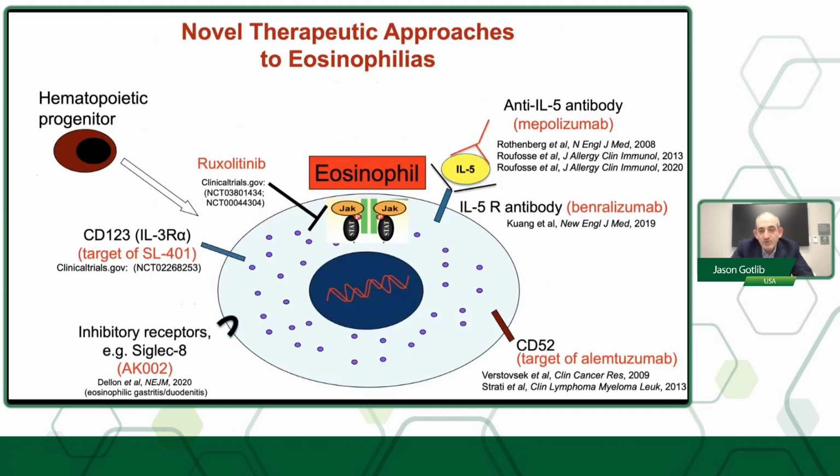Regarding other potential therapies for eosinophilia, because there is found to be in a subset of patients JAK-STAT signaling, ruxolitinib is in clinical trials. I will talk briefly about mepolizumab and benralizumab, and there are other agents that have been used that really haven't gone forward, such as inhibitory receptor signaling, using agents against Siglec-8, for example, AK002, but that is not moving forward. And historically, alemtuzumab has been used, but that is also not commonly employed, in part because of issues of immunosuppression and toxicity.